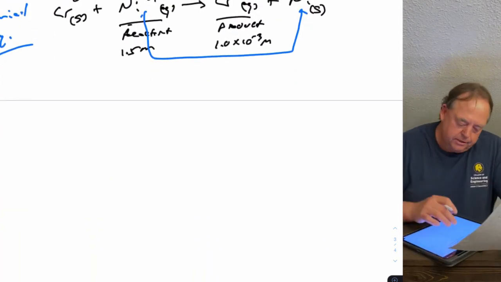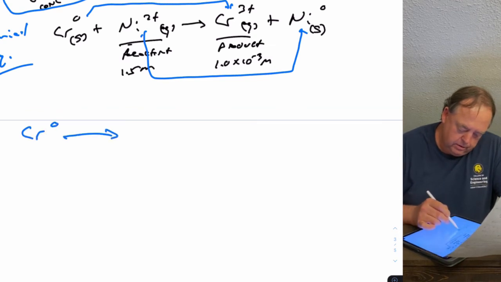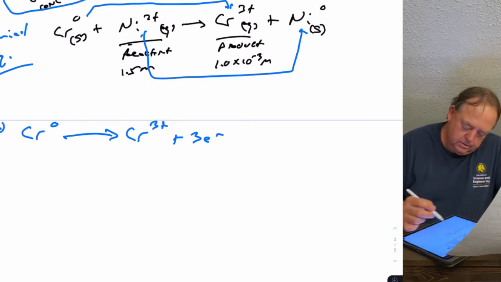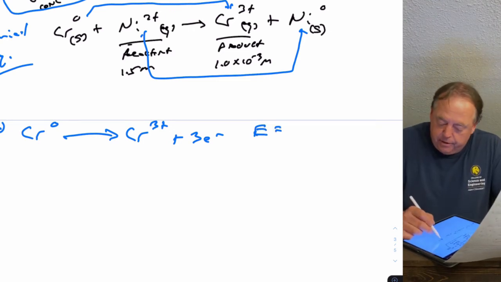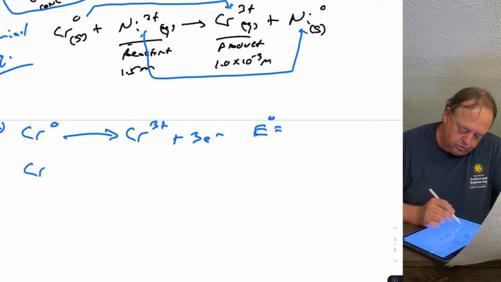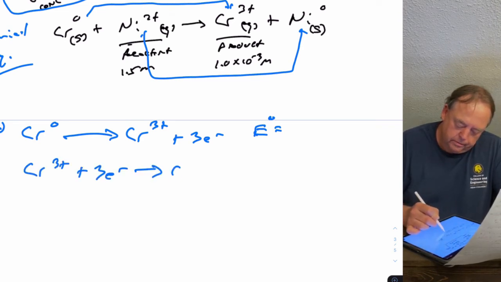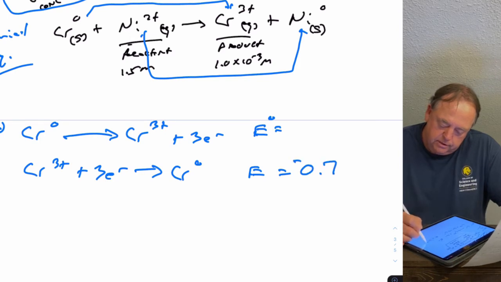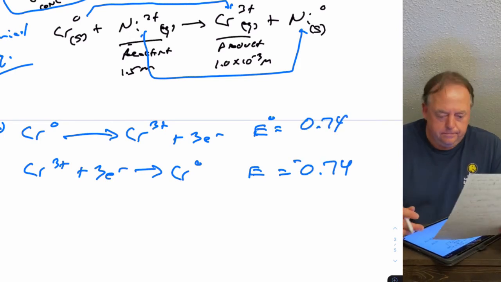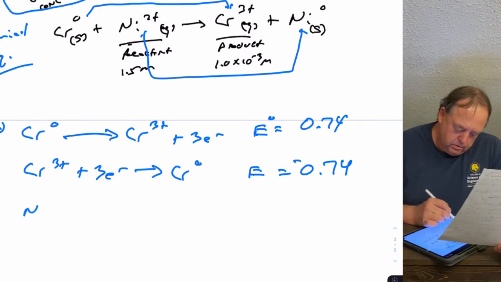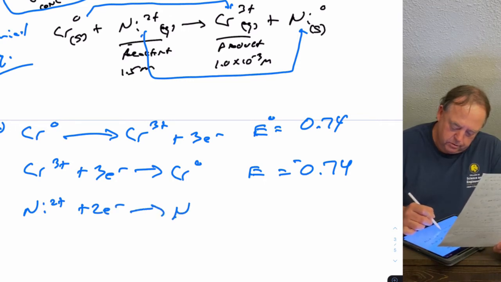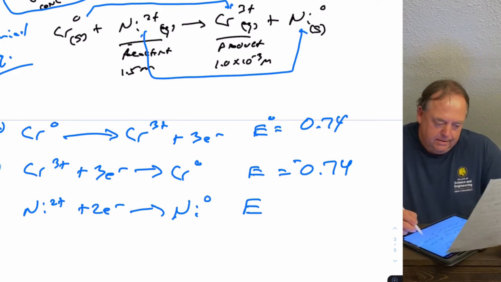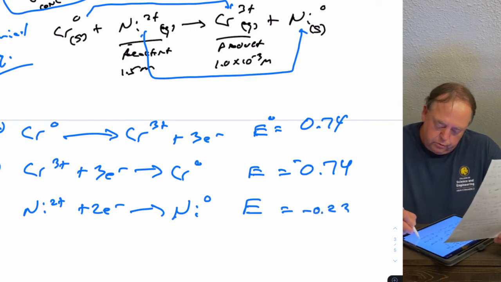Okay, so we need to write the 2 half reactions. Chromium 0 goes to chromium 3 plus 3 electrons. So that is an oxidation. You won't find that value in the table, but what you will find is chromium 3 plus 3 electrons going to chromium 0. That you'll find in the back of the book in the appendix, negative 0.74. So this will be a positive 0.74. And then nickel 2 plus 2 electrons goes to nickel 0. So that's a reduction. You'll find that in the back of the book, and that is negative 0.23.